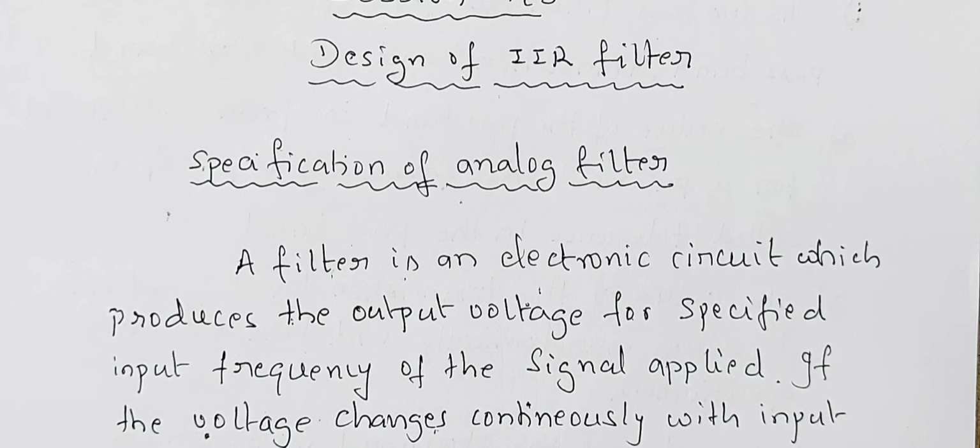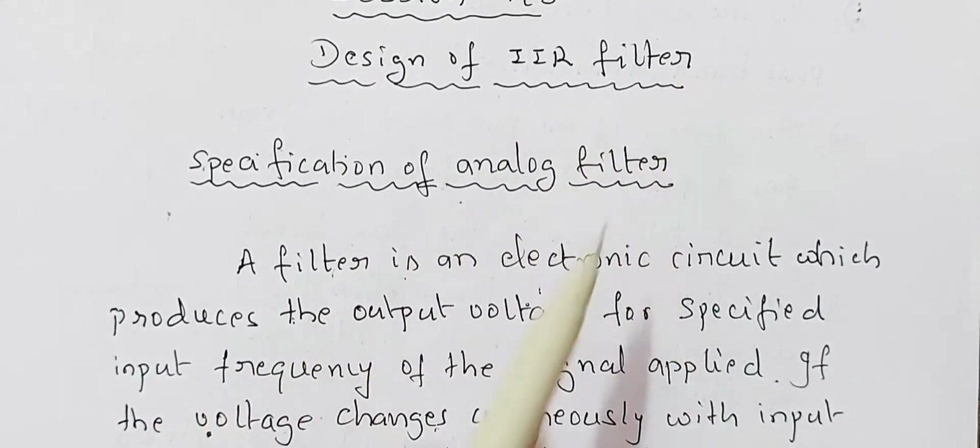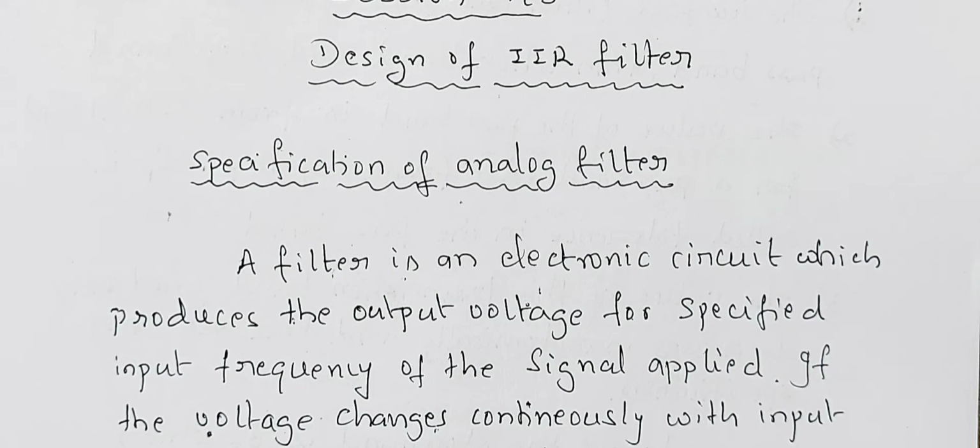So before going to design an IIR filter, first you should know the specification of a given filter. What is actually a specification? We know that for a filter you apply input voltage and you will get the output voltage for a certain value of frequency. The gain of the circuit is given by output voltage by input voltage. And this gain is called magnitude frequency.